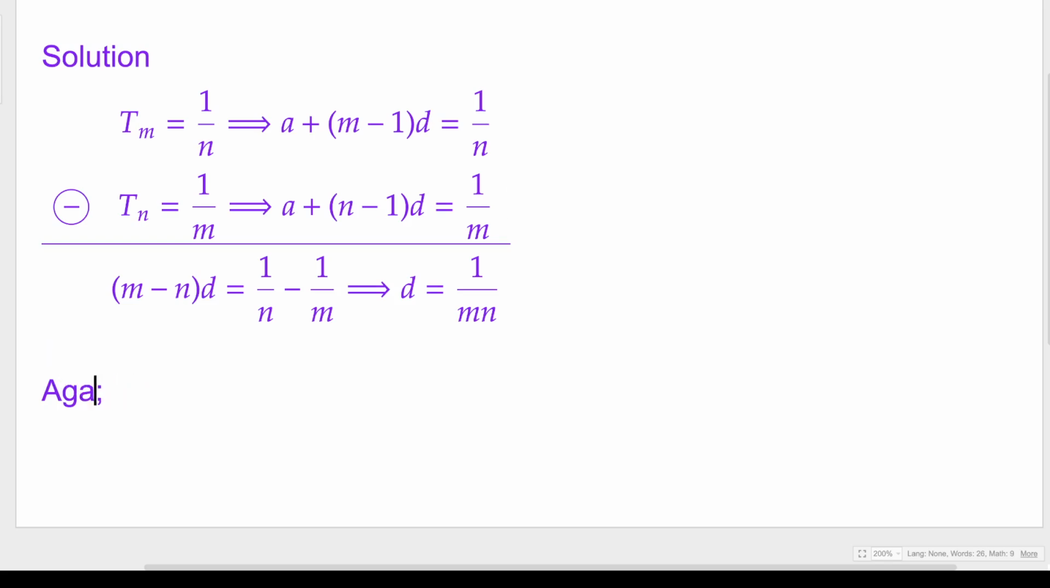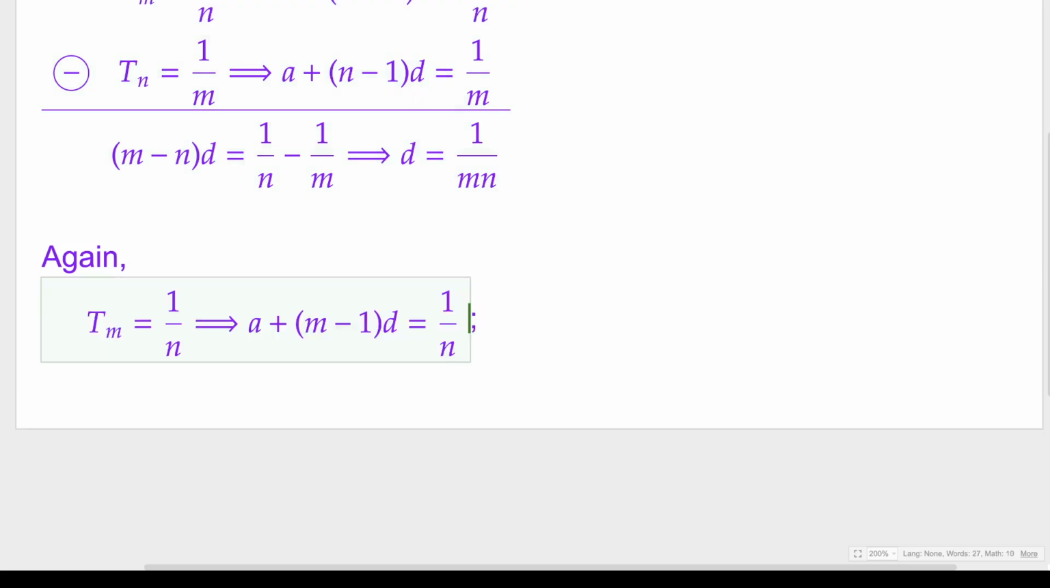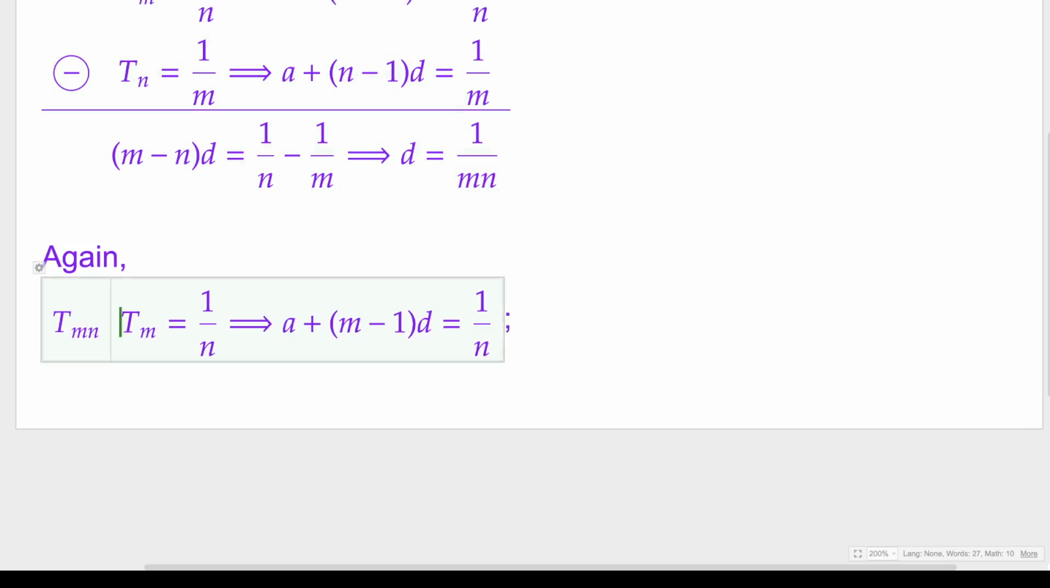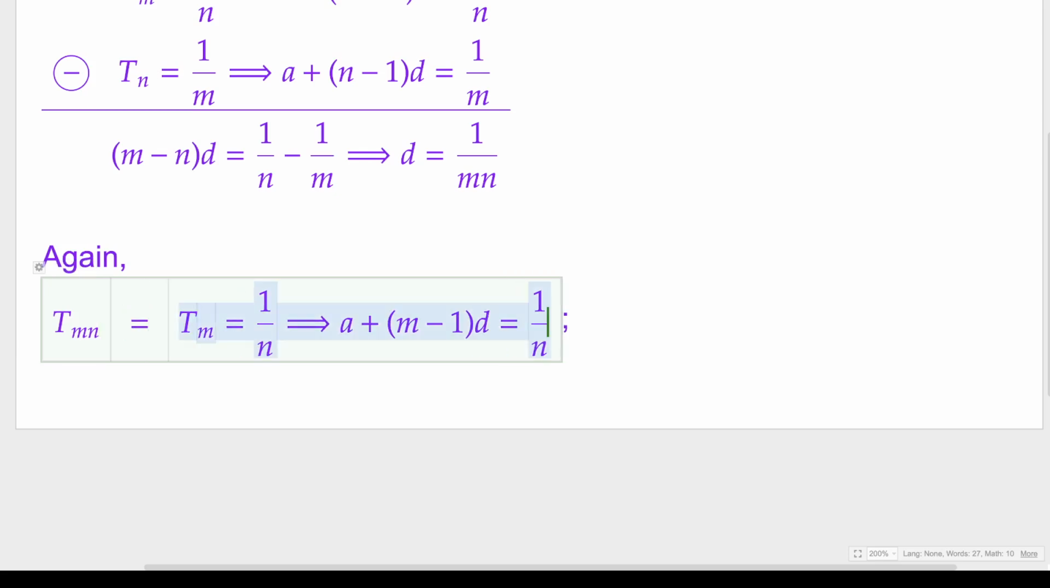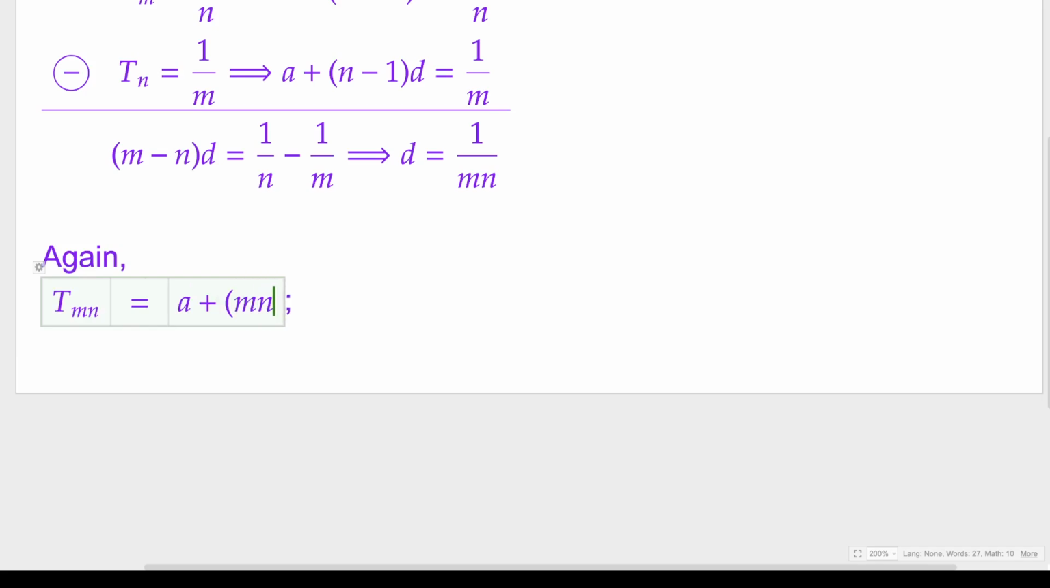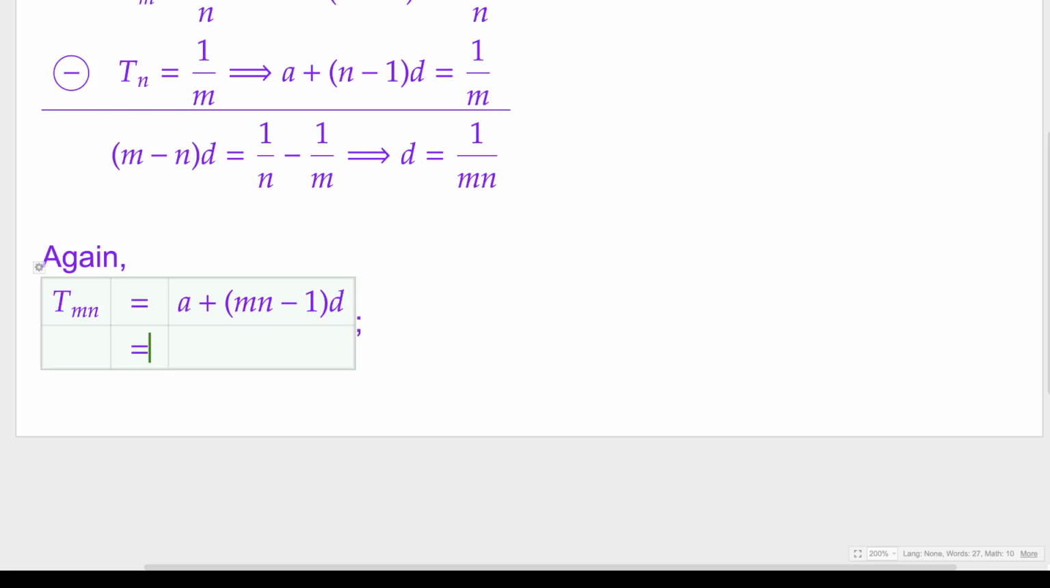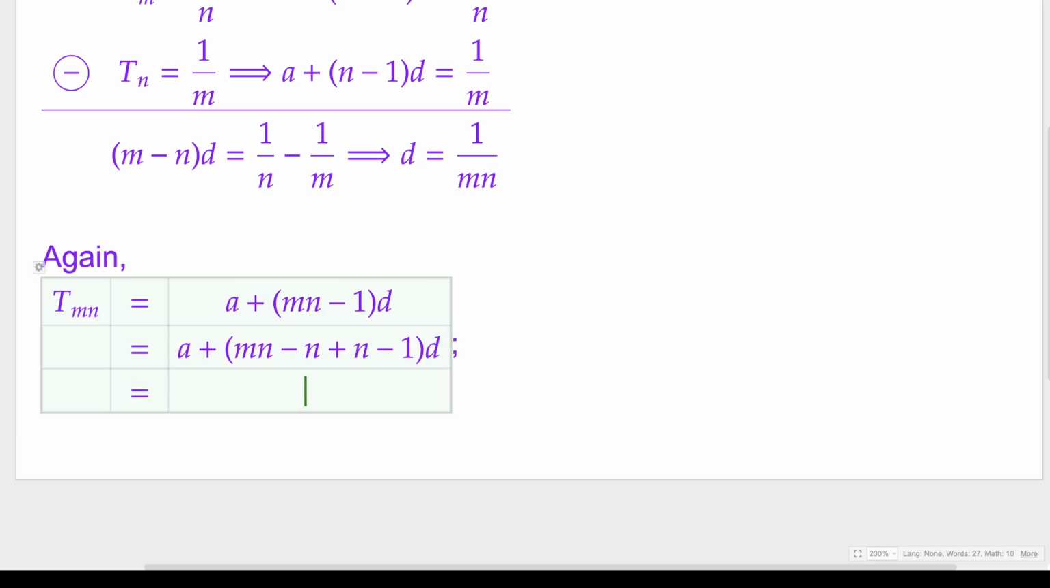Again we can say that about this mnth term, we can write t subscript mn will be equal to a plus mn minus 1 times d. And in the next step we can write this as a plus, and here instead of mn I can write mn minus n plus n, and then minus 1 times d. Minus n and plus n contributes to 0.